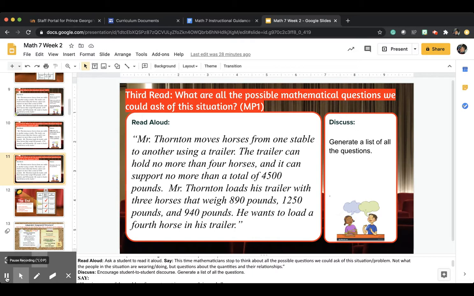Thornton have on, but what are some mathematical questions that we can ask ourselves that will help us solve these problems? You can take some time right now for about 2 minutes to unmute yourself and discuss with the class or drop them in the chat. So let's pause the video just for a brief moment.